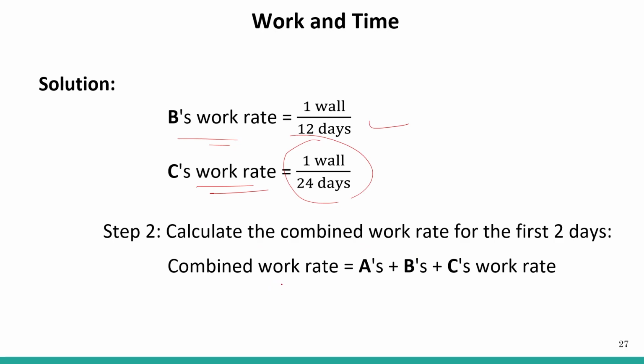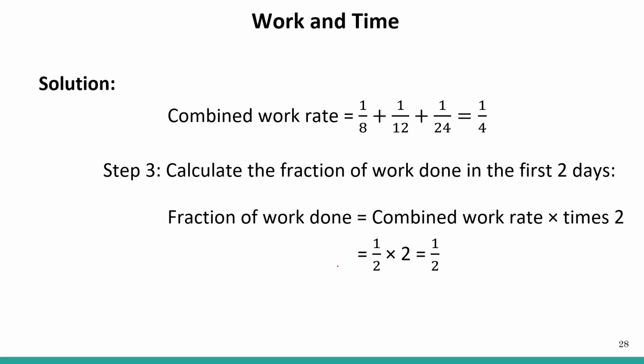So in step 2, we calculate their combined work rate. Combined work rate will be A's work rate plus B's work rate plus C's work rate. So combined work rate is nothing but 1 by 8 plus 1 by 12 plus 1 by 24, which is equal to 1 by 4.